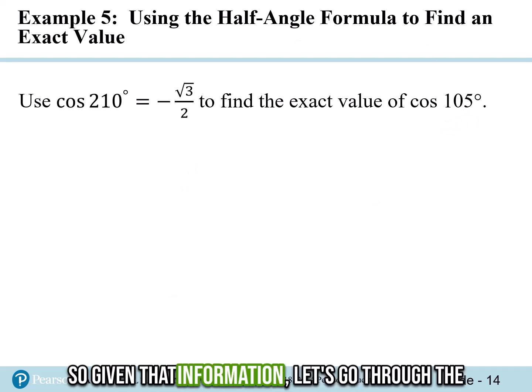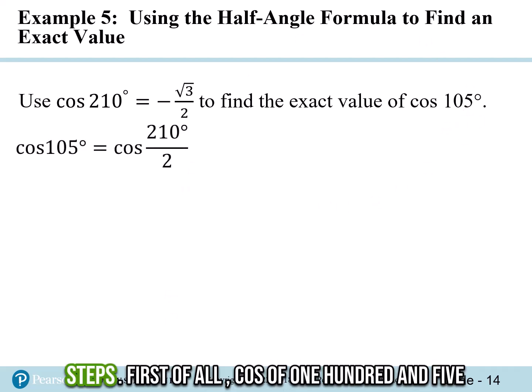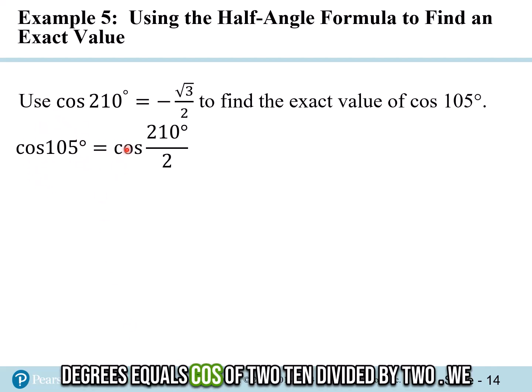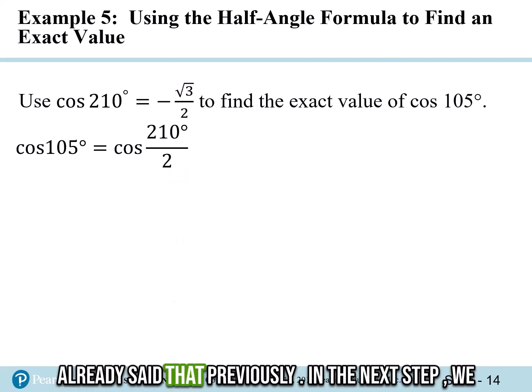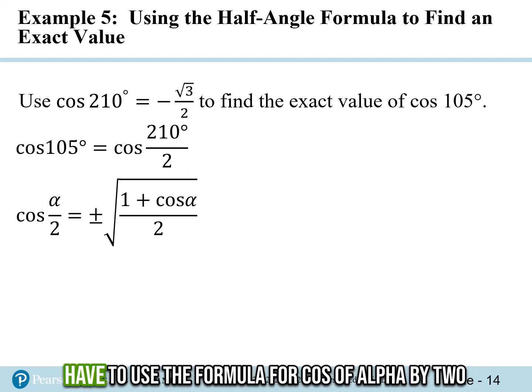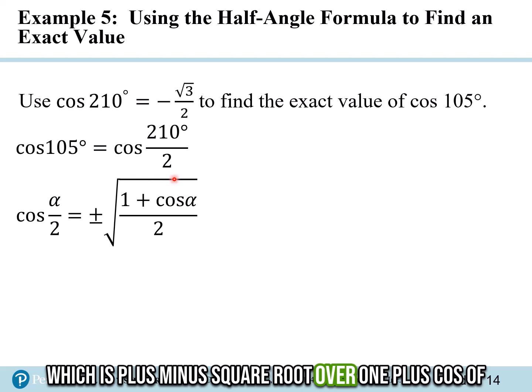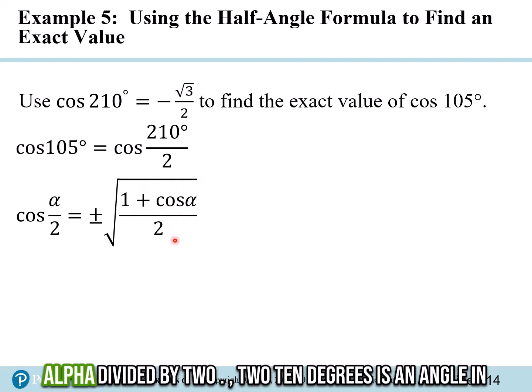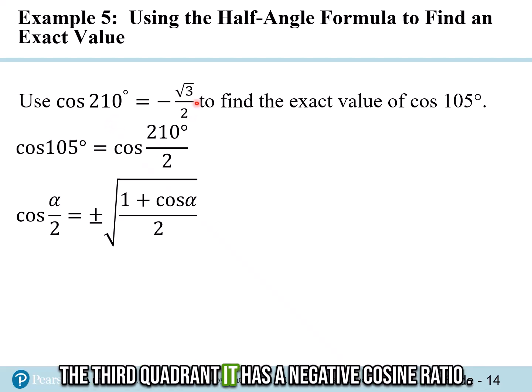In other words, we have to find the cos of 210 degrees divided by 2, which is 105 degrees. So given that information, let's go through the steps. First of all, cos of 105 degrees equals cos of 210 divided by 2. We already said that previously. In the next step, we have to use the formula for cos of alpha by 2, which is plus minus square root of 1 plus cos of alpha, divided by 2. 210 degrees is an angle in the third quadrant. It has a negative cosine ratio.